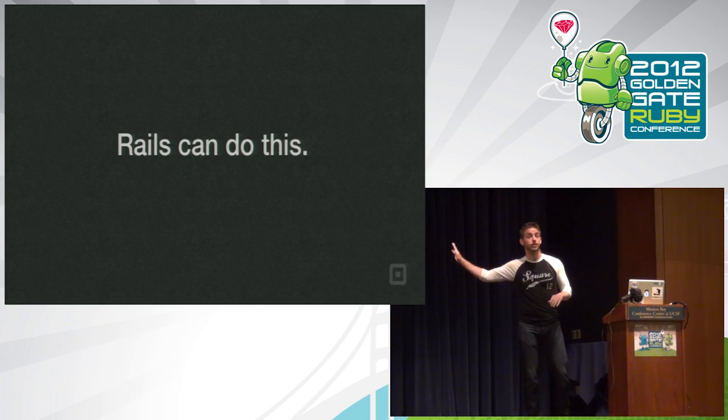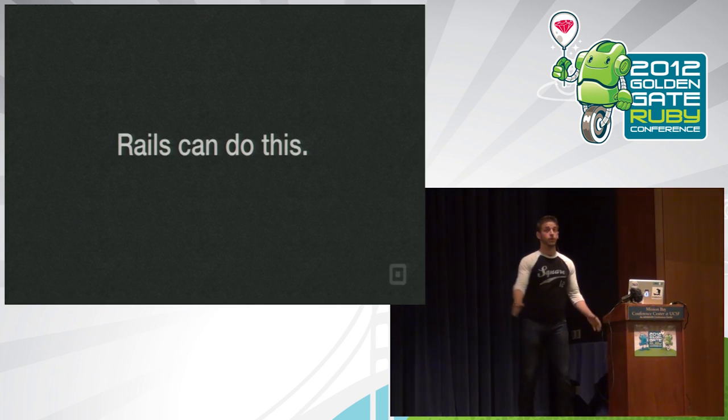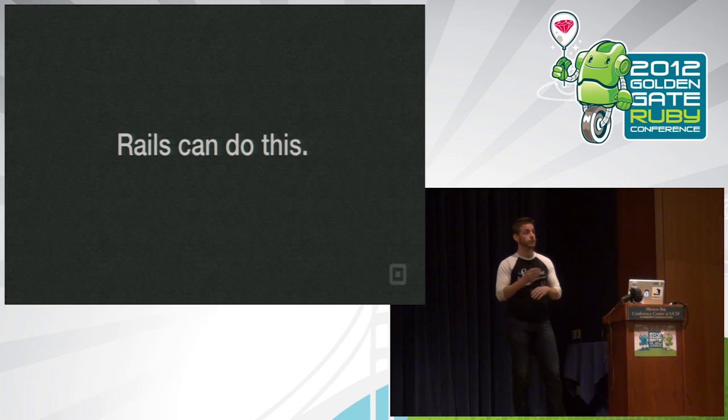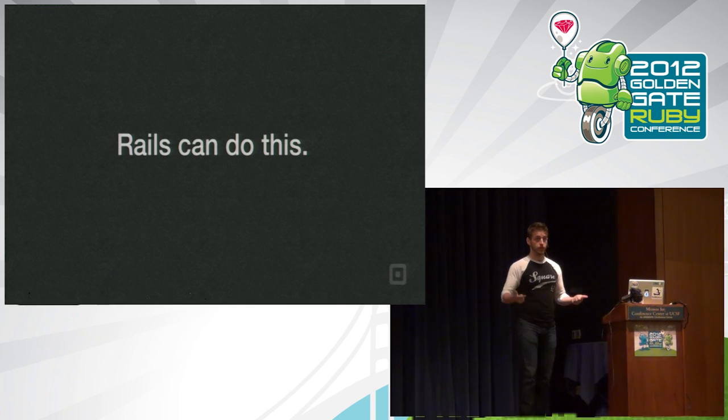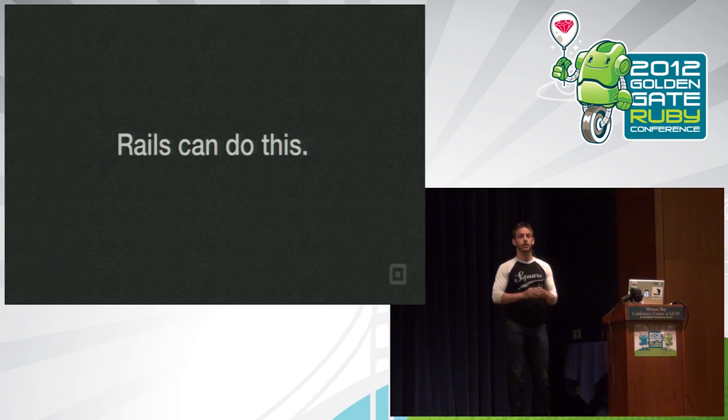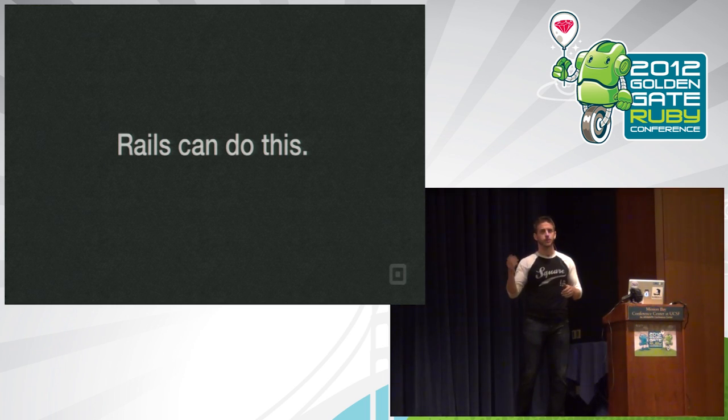Now, Rails can totally do this. Rails can grow and then split up such that people can work on it in groups and not step on each other's toes so that they can believe that their energy combined with their skill produces success. But that's not how we're doing it right now. That's not how we're doing Rails. That's not how we're doing most large Ruby applications, which are Rails.